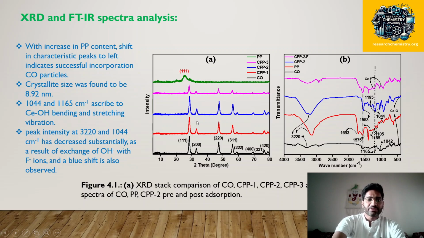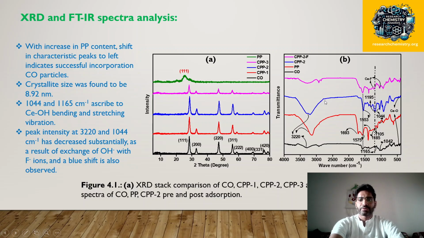So we have synthesized three materials in which 1 ml, 2 ml and 3 ml of pyrrole have been added. These are named CPP1, CPP2 and CPP3, and this is the XRD of pure polypyrrole. It is amorphous in nature, so we have got such a shape. The crystallite size, found using the Scherrer equation, was 8.92 nanometer.